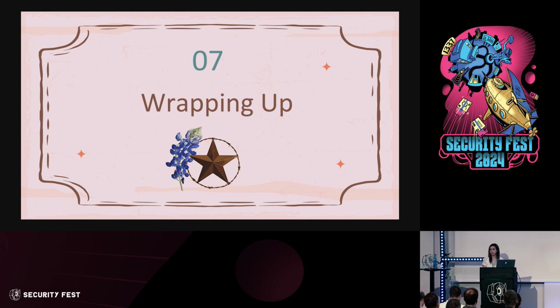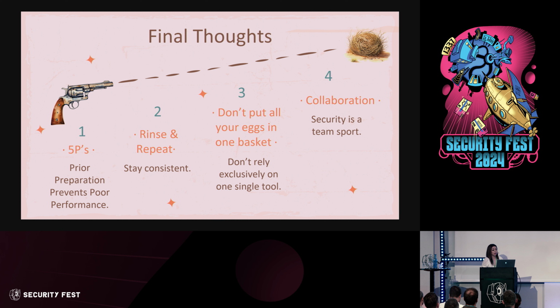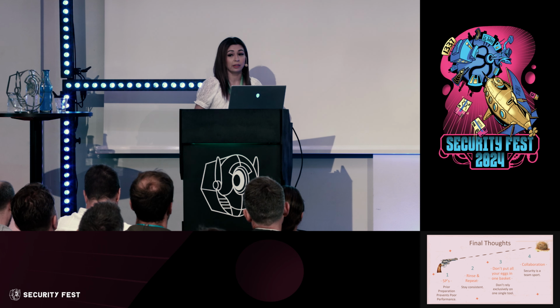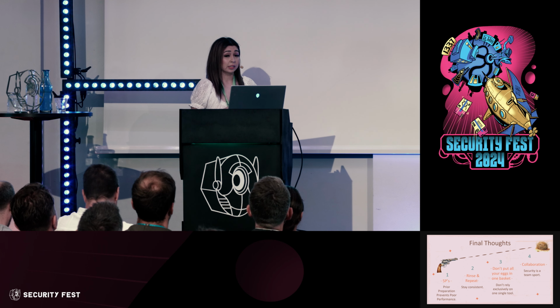Wrapping up. Hopefully I didn't put y'all to sleep. All right, final thoughts. 5 P's. Prior preparation prevents poor performance. I love that phrase. Say that 5 times. So, yeah, just make sure you have everything you need before you're performing an assessment. Most importantly, make sure you have permissions. Make sure you stay in scope. And if you do break something, make sure you have a way to bring it back. Rinse and repeat, stay consistent.